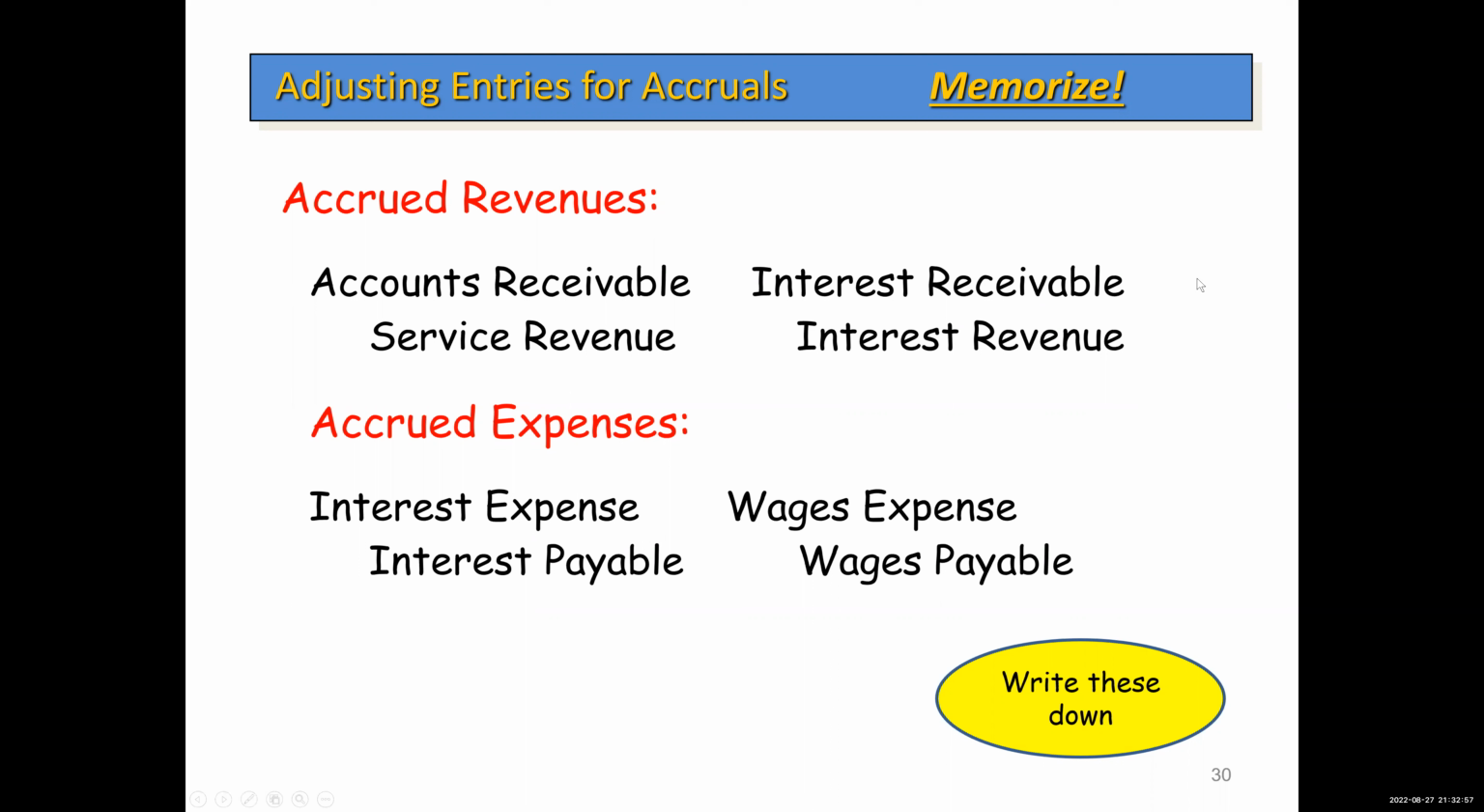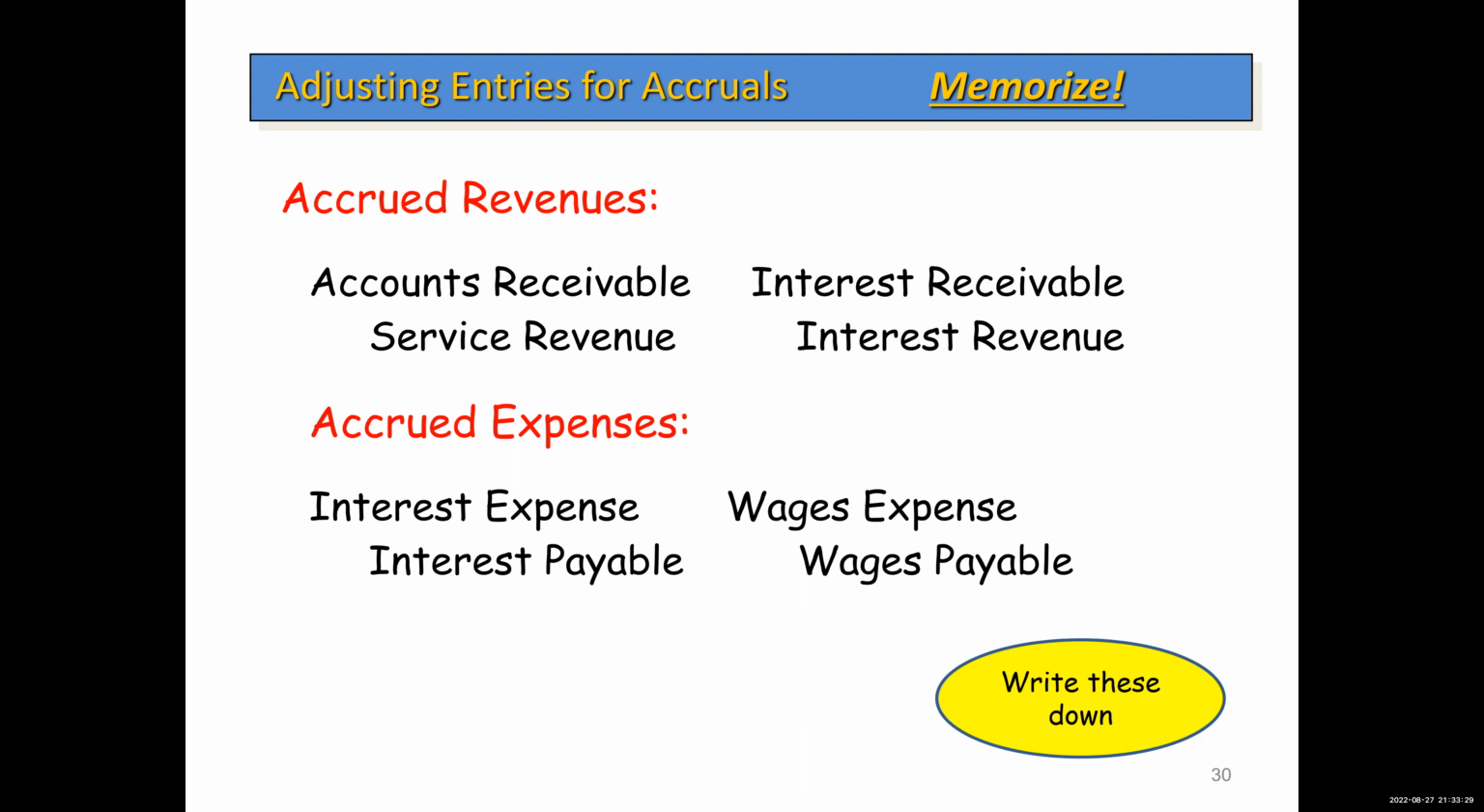Another accrual for revenue is debit interest receivable, credit interest revenue. On the accrued expenses side, debit interest expense, credit interest payable. And finally, another accrued expense entry would be debit wage expense, credit wages payable.